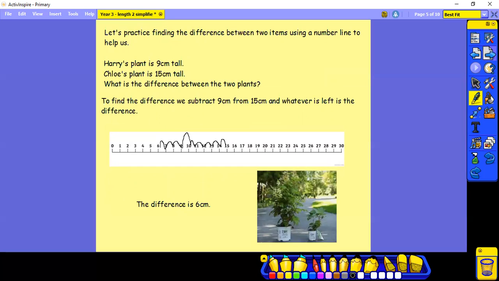Let's practise this again using a number line to help. Harry's plant is 9 centimetres tall and Chloe's plant is 15 centimetres tall. What is the difference between the two plants? To find the difference, we're going to subtract 9 from 15 centimetres, and whatever is left is the difference. So I start at 15 and count back 9, and that takes me to 6. So the difference is 6 centimetres.